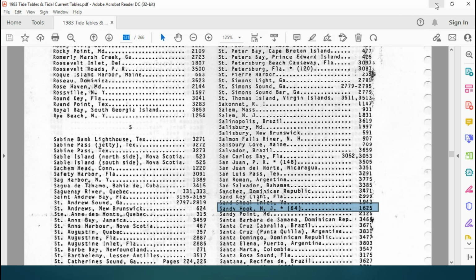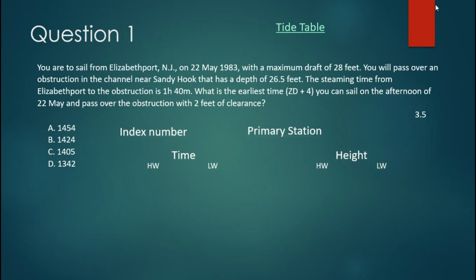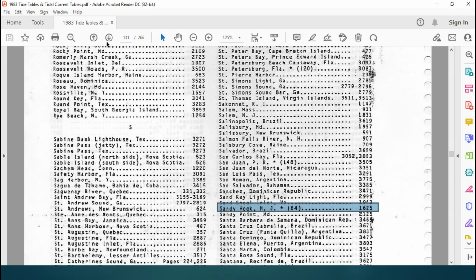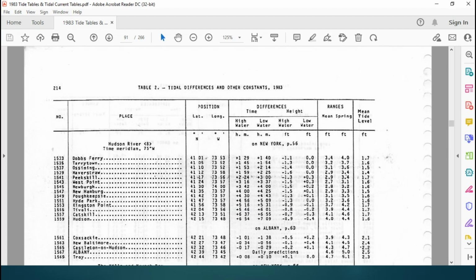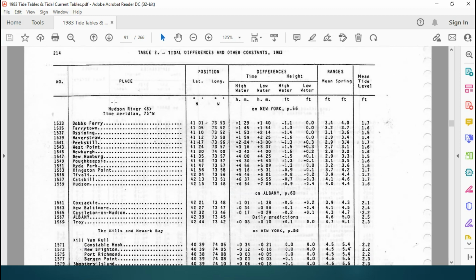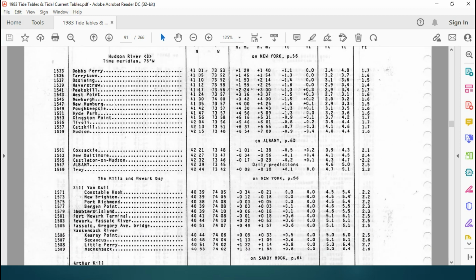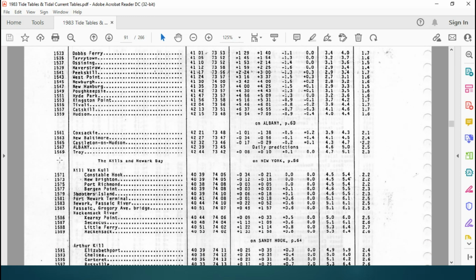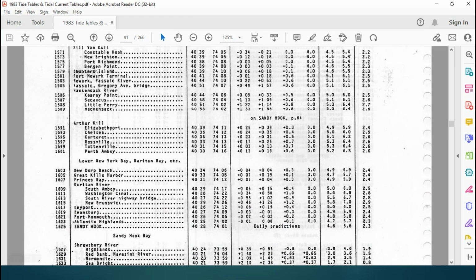Alright, so let's put that on our scratch paper the same way we did in the other lessons. We'll put our index number as 1625. Then go back to the tide table, and we'll find 1625 in Table 2. It's going to be page 91 if you're using the PDF version. And we're looking for that 1625 here.